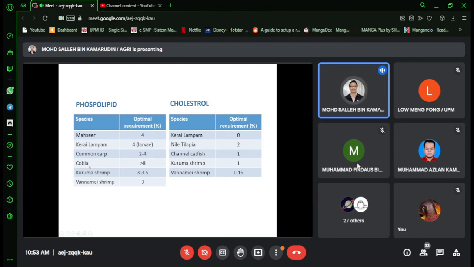Cobia is a marine fish. Now it's given a very good attention by culturists around the world. Kita ada ikan ni, tapi di Malaysia ni orang tak nak sangat makan ikan cobia ni. But in Taiwan, in Central America, they are now culturing this species like crazy. So the requirement is more than 8%. The lipid requirement is about 20, because this is a carnivorous fish.